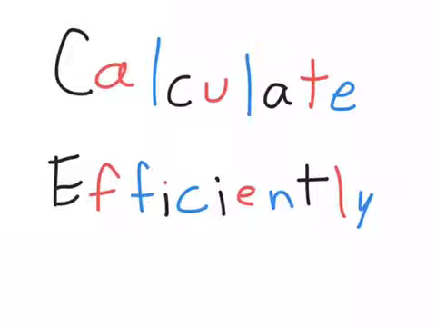Today we're going to learn about calculating efficiently. In this problem, we see that we have 1 1/3 divided by 1/4 plus 2/5 divided by 1/4 plus 4/15 divided by 1/4.